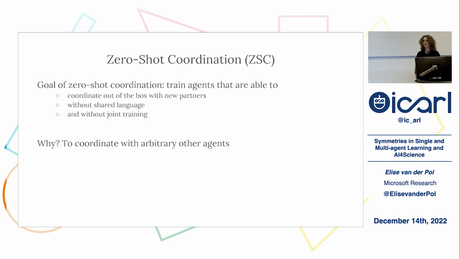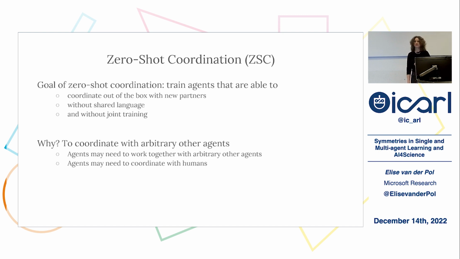Now you can ask why, since this seems like a more theoretical exercise, but it can come up also in the real world. For example, if you have to coordinate with other agents that have very different systems, they're from a competing manufacturer, for example, or if you need to coordinate with human beings who don't want to sit down and train together with you, you just have to work.